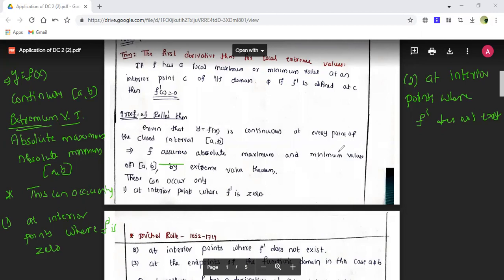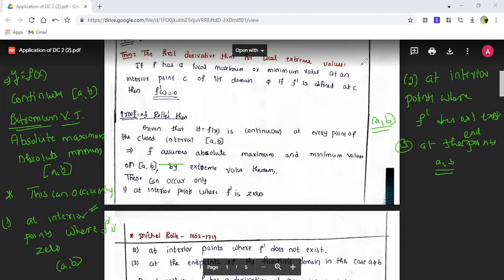So if you take that concept here, we can clearly say that the absolute maximum and absolute minimum are possible only when f has a derivative equal to 0 at an interior point, in other words in the open interval AB, or at an interior point in the open interval AB where f dash does not exist. And the third possibility is at the end points. At the end points, that is A and B, the absolute maximum and absolute minimum can occur. So now let's see what the possibilities are out of 1, 2, 3.